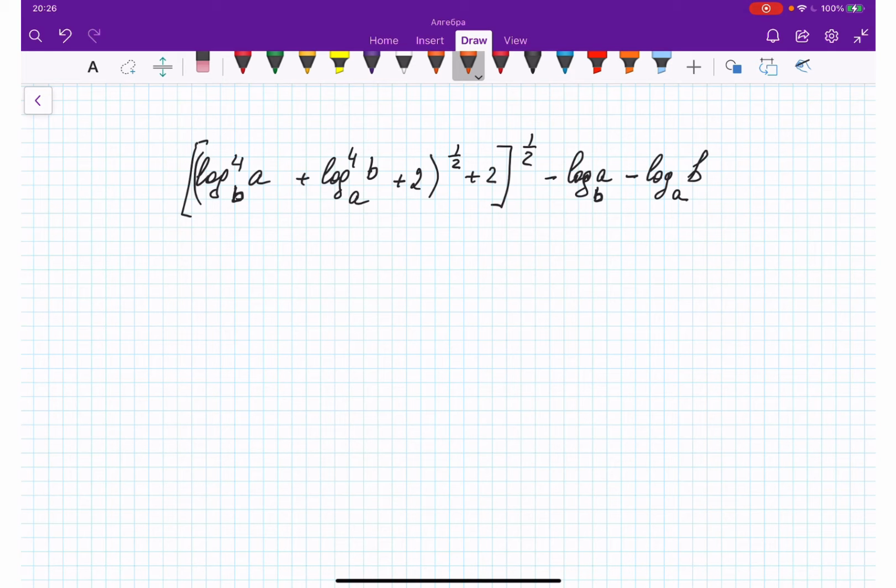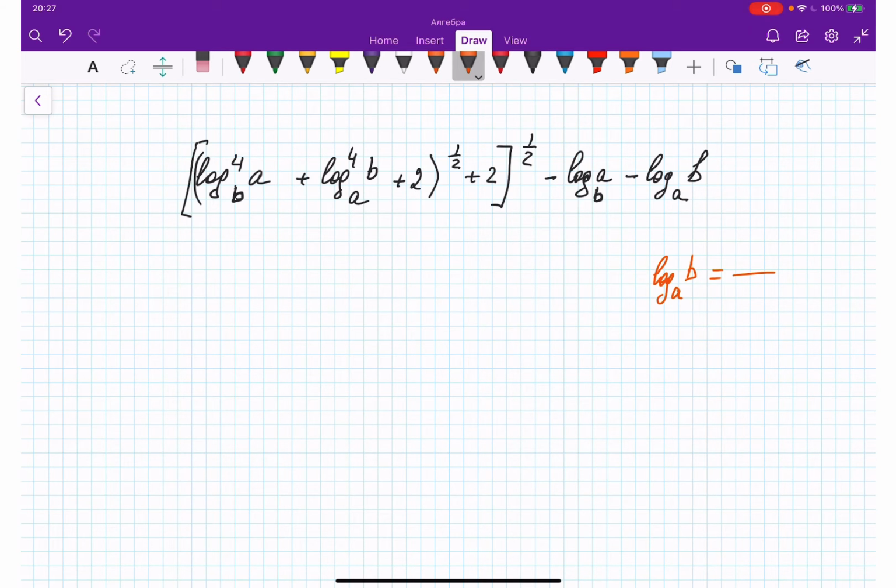So my goal is to convert different bases into one base only, so it would be easy to work with. And this is what I'm going to do. Let's say I'm going to bring everything to logarithm by base b, which means logarithm b by base a. I'm going to do the following changes.